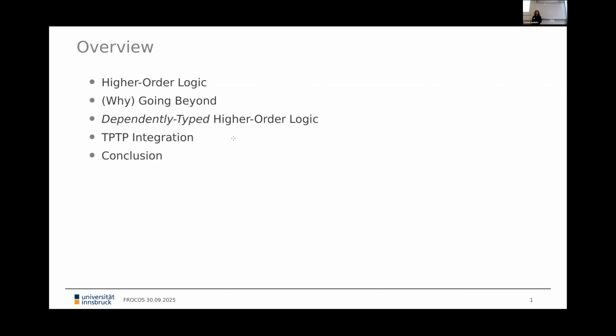And this is not exactly new. This was introduced by Florian, who's also present, in 2023. But I think it's good to have a solid base so I can tell you more about the TPTP integration, and also as a foundation for the later talk by Florian himself. Then we'll talk about the TPTP integration and conclude.